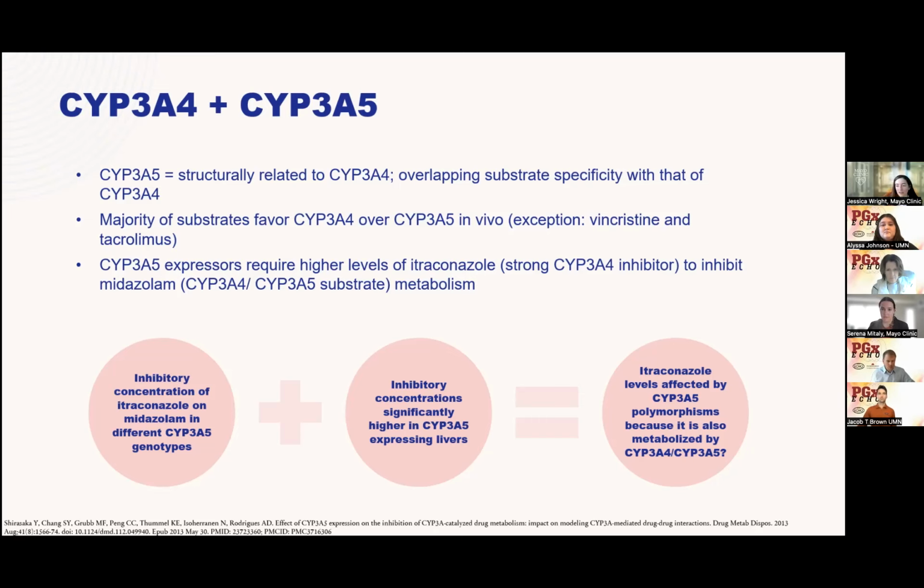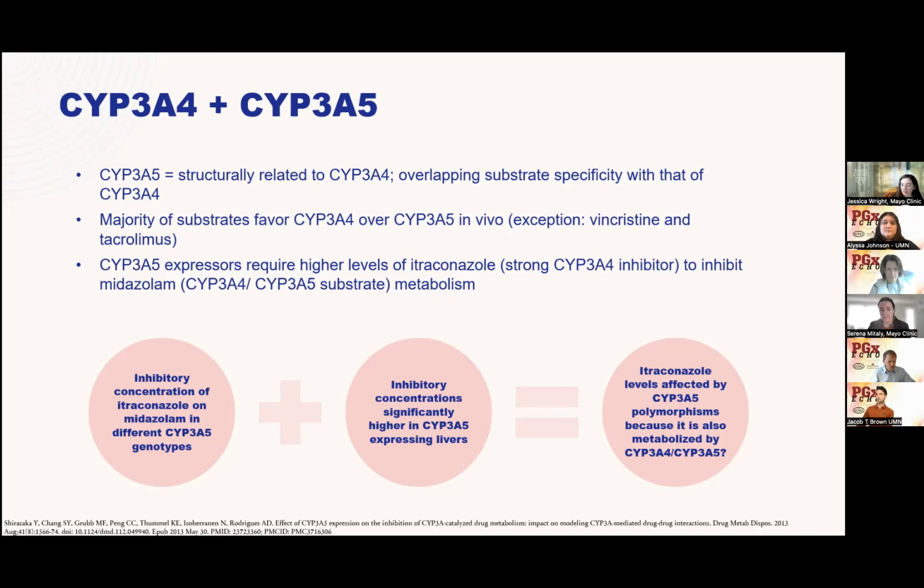So then to think about itraconazole and CYP3A5 and polymorphism within that, it's really important to think about any studies. And there's a study that looked at CYP3A5 expressors and the drug interaction between midazolam and itraconazole. So what this study found was that the CYP3A5 expressors, meaning the intermediate metabolizers and normal metabolizers, which do have a CYP3A5 enzyme that's being produced, require higher levels of itraconazole to inhibit midazolam.